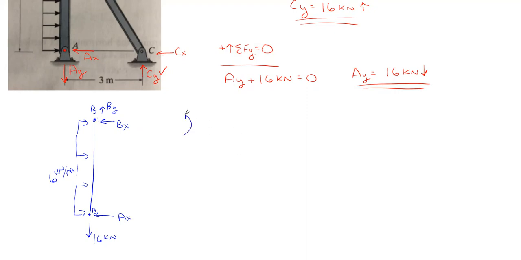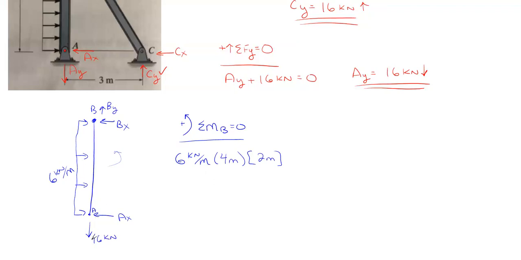So summing moments about point B, the only unknown that's going to appear in this equation will be A sub x, because B sub y and B sub x go directly through B. So let's go ahead and sum moments here about B. Well, the 6 kilonewtons per meter will be rotating counterclockwise about point B. It'll be rotating like that. So it'll be positive 6 kilonewtons per meter times the distance it runs, which is 4 meters, does not change. And its distance from its center up to point B is still going to be 2 meters.